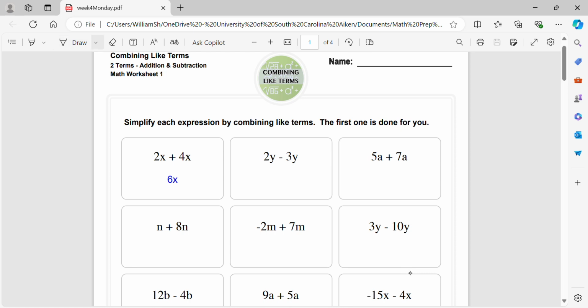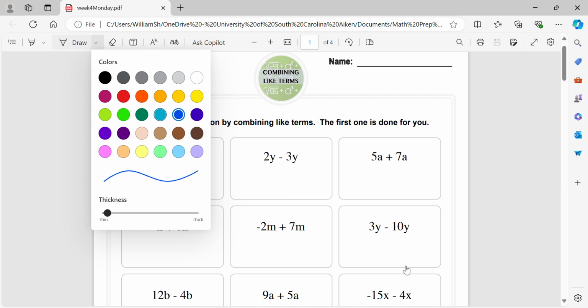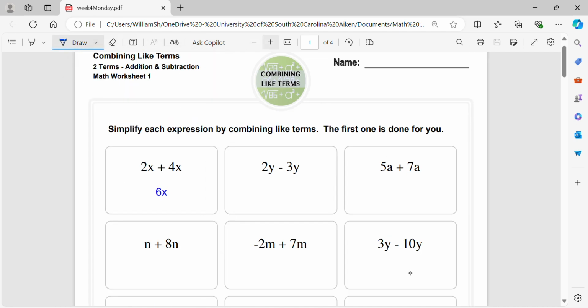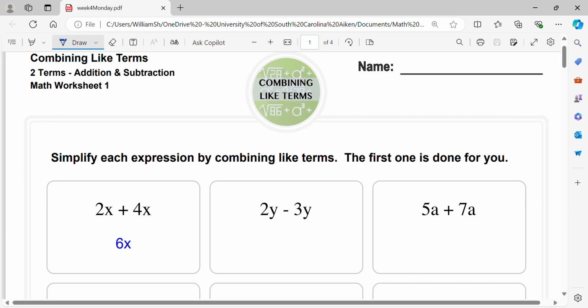Hello class. Today we are going to look at combining like terms within a function. So what does that mean? In a function, if two things are alike, they can be combined if they're added or subtracted. Okay, we just have to add or subtract them. The caveat here being they have to be alike.